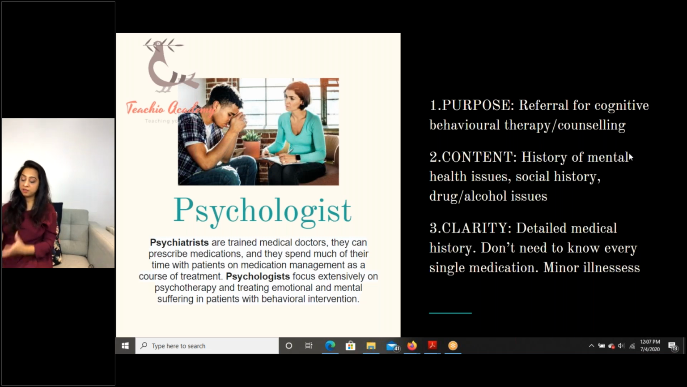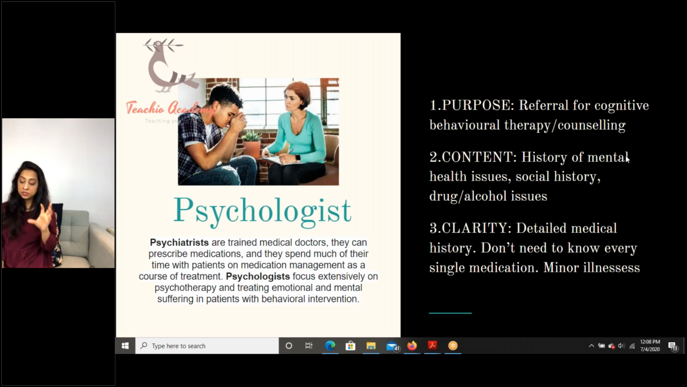All right. So let me just emphasize the concept for people who might need a little bit of revision. Psychologists are people who focus on psychotherapy and behavioral therapy. While psychiatrists are doctors, medically trained, who deal with mental health, but they're able to prescribe medications. That's the main difference that you need to understand, especially for your OET writing when you're writing a letter to a psychologist.